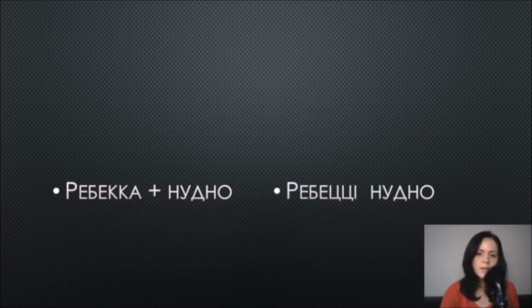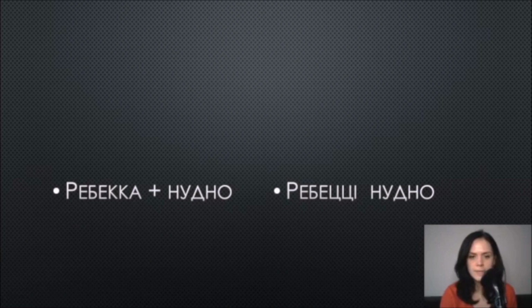Next. Ребека нудно. Rebecca, nudno. Rebecca is a feminine name which is foreign for Ukrainians. And nudno means bored. So to say Rebecca is bored, we will say Rebecca is in a condition of boredom, is experiencing boredom. 1, 2, 3. We will have Ребеці нудно. Ребеці нудно. You see that the double k we had in the end of the stem of the word became double ц. Because the alteration happened here.